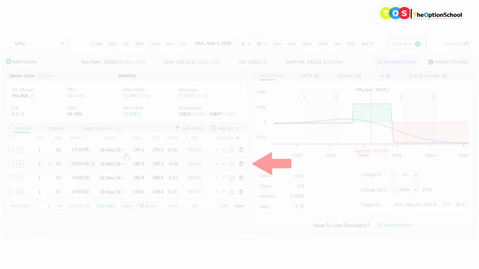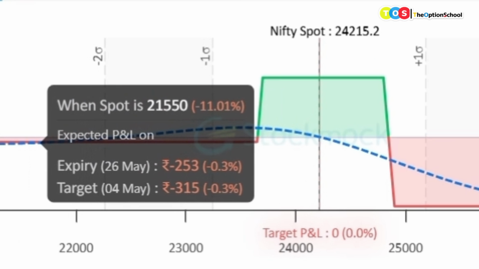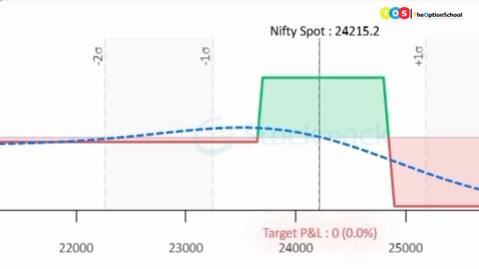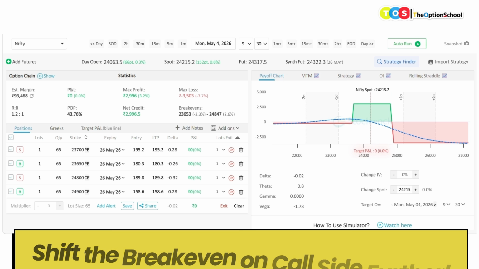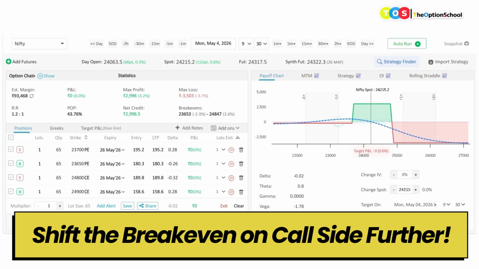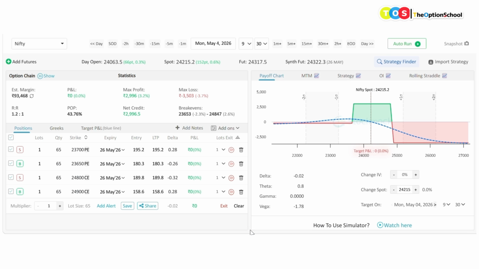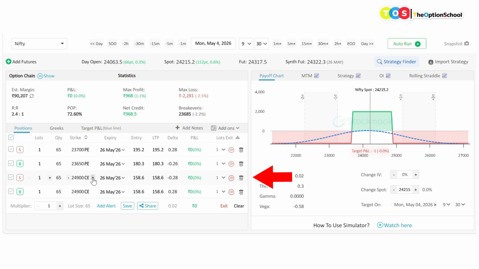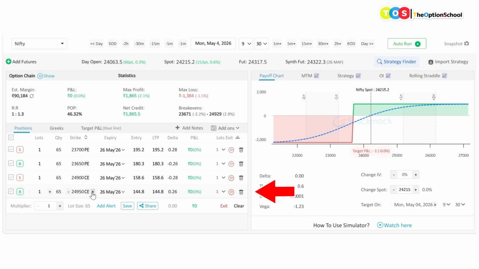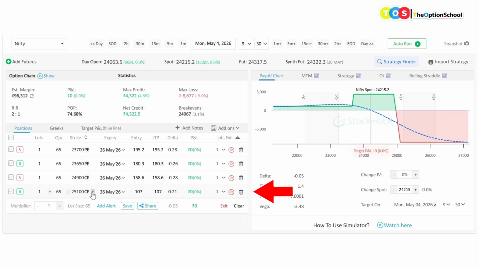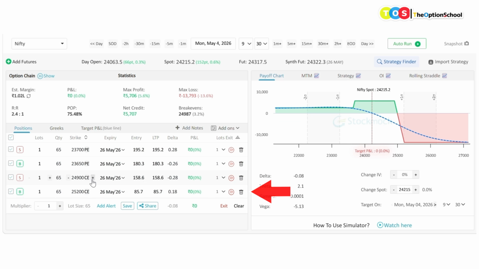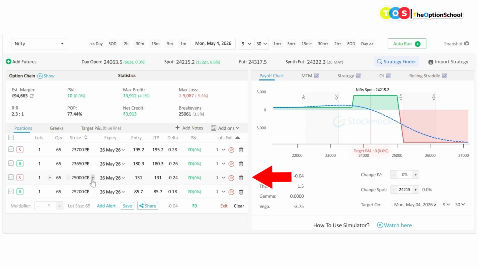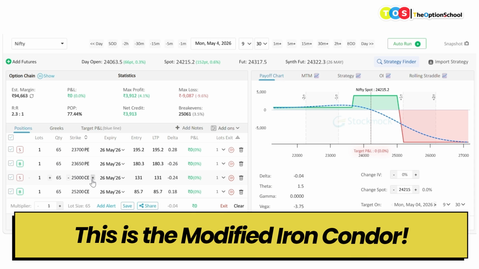Once I do that, you see on the lower side my risk is totally reduced. Now since I am protecting the trade on the lower side, I will strategically change my call side to increase the distance between spot of the market and break even of the call side. How will I do that? So I will shift the sold call by 100 points to 25,000, and I will shift the bought call to 25,200. Now if you see what I have created, this is known as modified iron condor or modi dog.